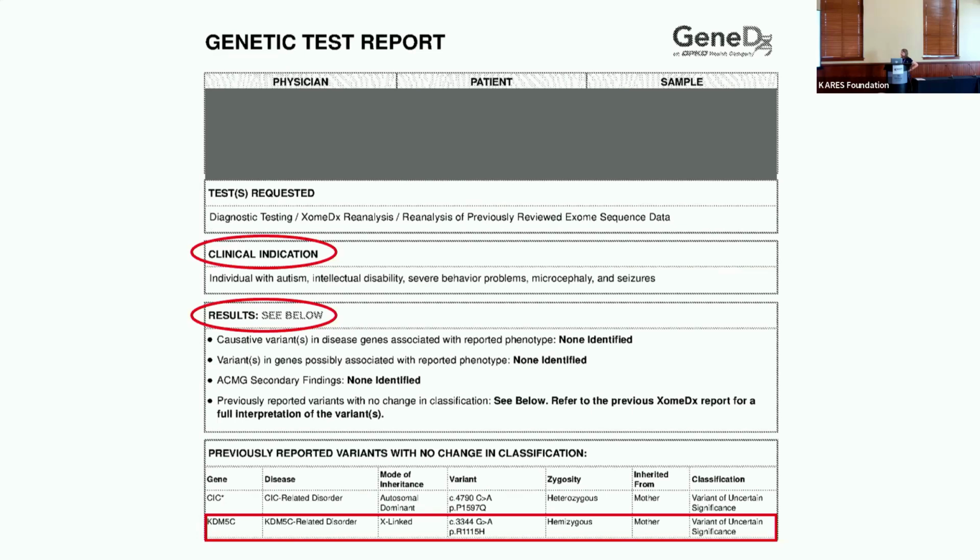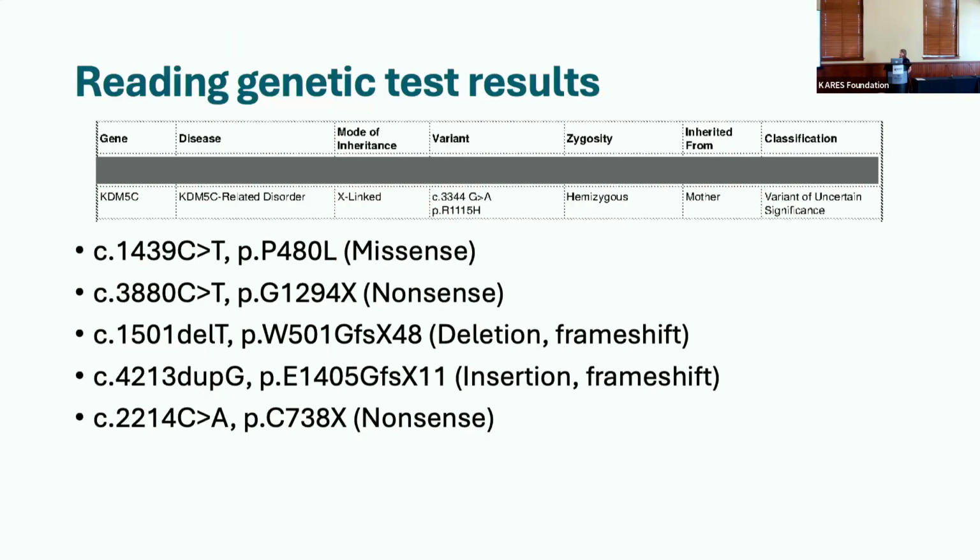This actually happens to be what we call a reanalysis, where the labs will typically review the test results again after a couple of years. And so in this particular case, it was saying that the reported variants had no change in their classification. So I'm going to draw your attention here, which I'm going to show you on the next slide, but here's where the KDM5C variant was reported. Okay, so this is just a blow up of that.